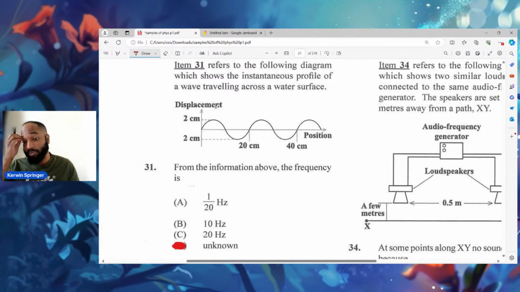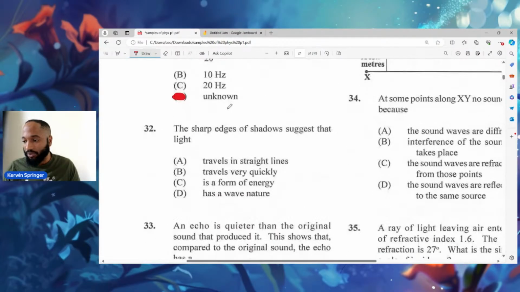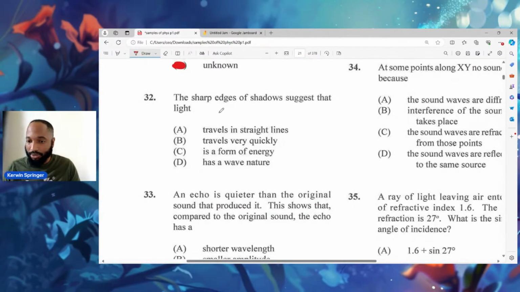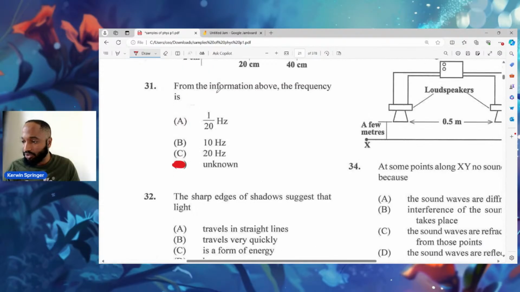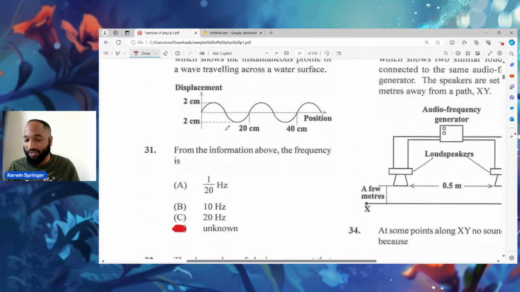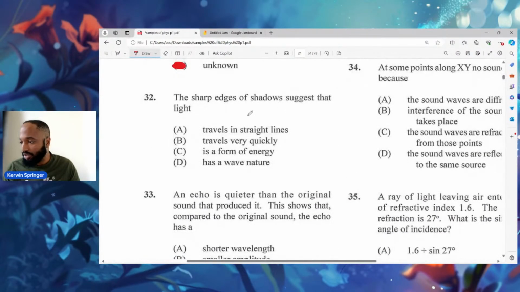So anyhow, with this displacement against position graph, it's impossible for you to find frequency here because time isn't given. You can't find period or frequency. This is the wrong style of graph. The sharp edges of shadows suggest that... no, they did give us amplitude. What they didn't give us is the time, Zara. Sharp edges of shadows suggest that light travels in straight lines.